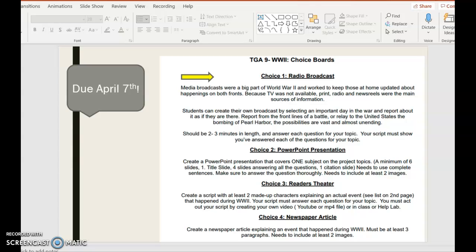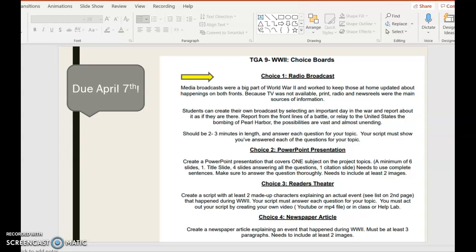So, you can create your own radio broadcast by selecting an important day in the war and reporting about that happening. Reports from the front line of battle, or relay information to the United States about the bombing of Pearl Harbor. The opportunities are vast. So for this, it's more like you're reporting on something that's happening.